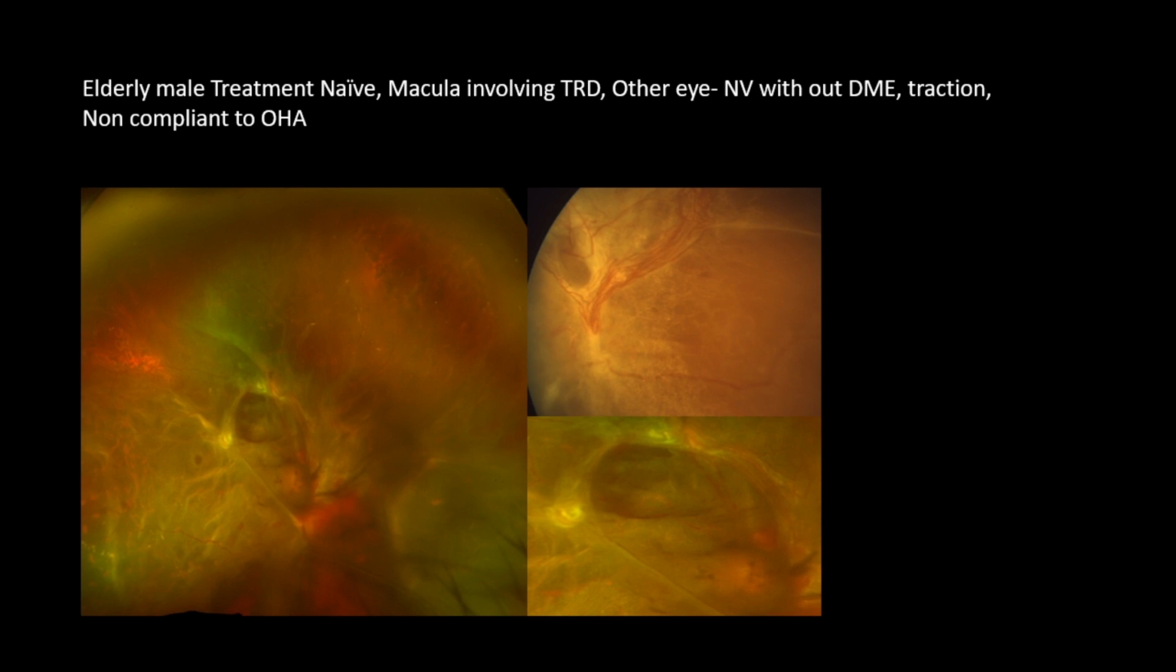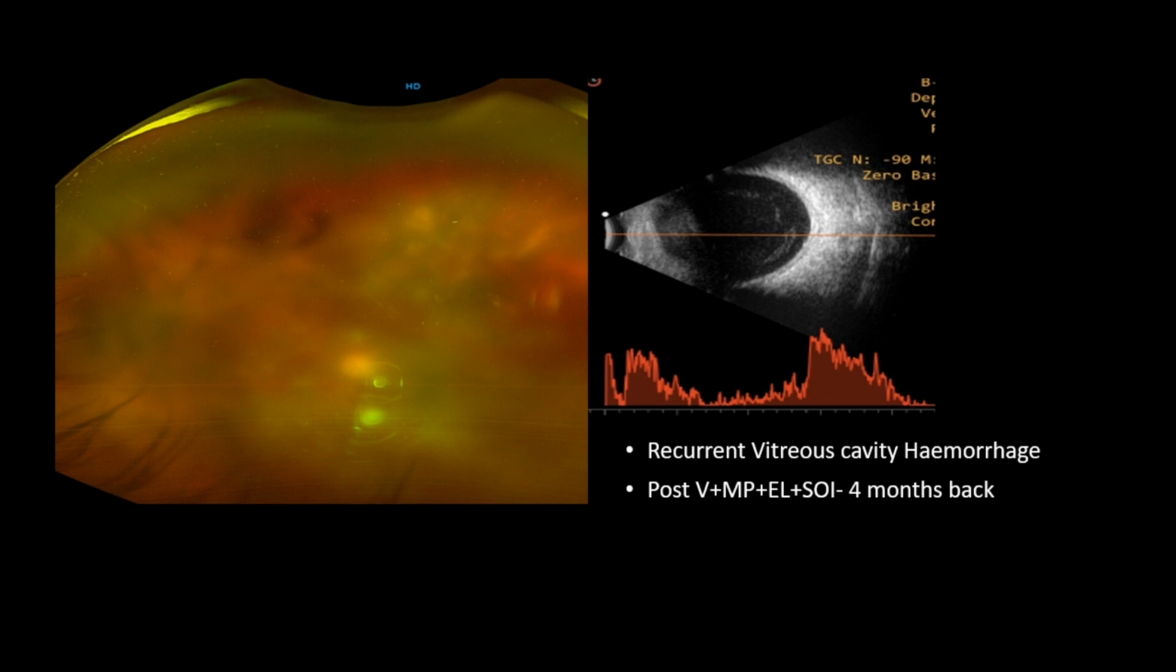So for such cases, it is ideal to get the physician fitness first and then plan for anti-VEGF followed by surgery. This case presented with recurrent vitreous cavity hemorrhage. Sorry for the short forms.